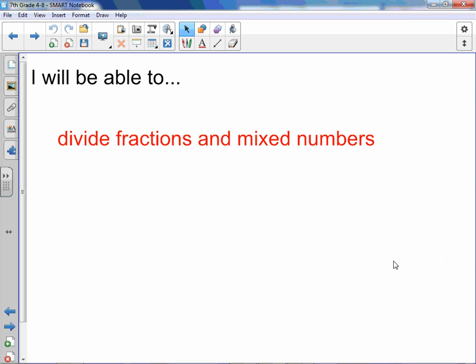Chapter 4, Lesson 8, Divide Fractions. You will be able to divide fractions and mixed numbers.